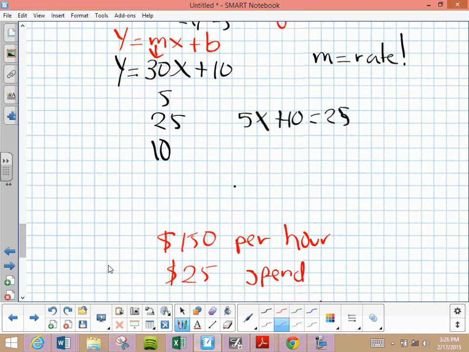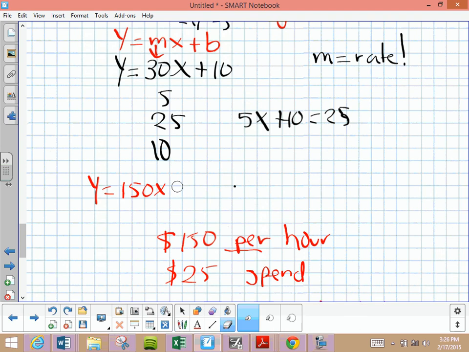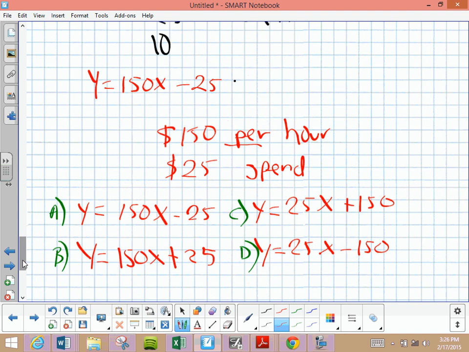All right. So yes, before Dana left, she gave us the answer. She said it'll be y equals 150x because it's per hour, right? But it's not plus. Yep, you're spending money, so it's minus 25. Be careful with that. I'll tell you why that's important, because if those are your answers, you're gonna be lost. Those are your possible answers.